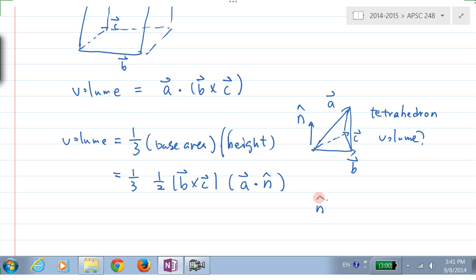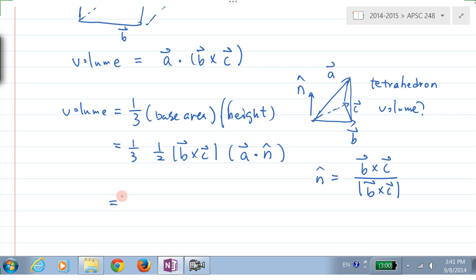And n hat, we know that n hat is perpendicular to B and C. So that has to be B cross C divided by its length, so that it is normalized. If you substitute everything into it, you'll see that it's 1/6 of A dot B cross C. So the volume of a tetrahedron is 1/6 of the volume of this parallelepiped.